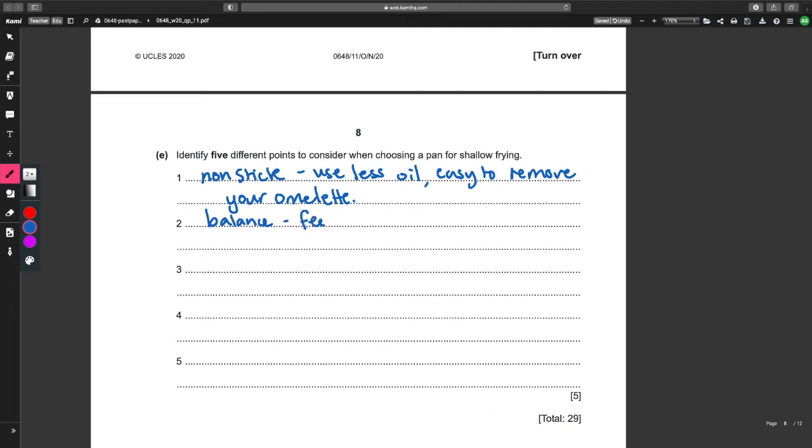It should feel nice to hold. What I mean by balance is, you know, where you've got your handle here, and then you have your bowl of your pan here. There we go. So when you hold it, the handle length should feel good in your hand. Okay. It should conduct heat evenly, particularly across the base.